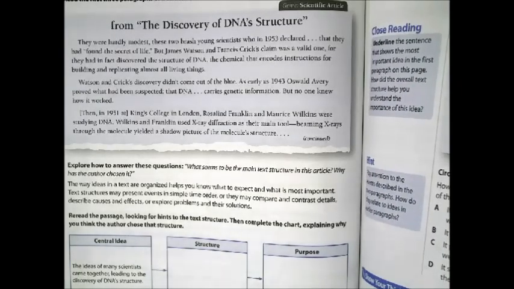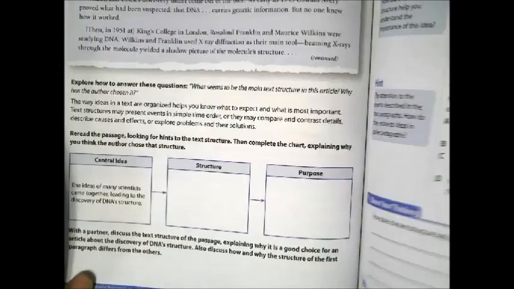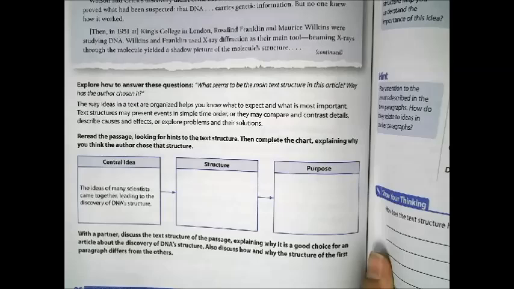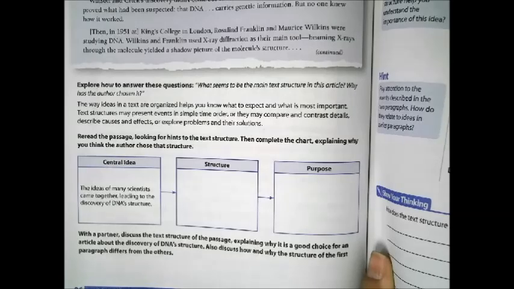So let's look at the bottom. It says, reread the passage looking for hints to the text structure. Then complete the chart explaining why you think the author chose that structure. Well, when I'm trying to figure out the text structure, I look for clue words and phrases that show the relationship between ideas or events.